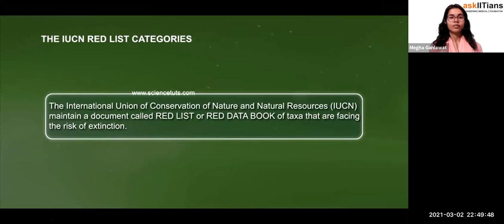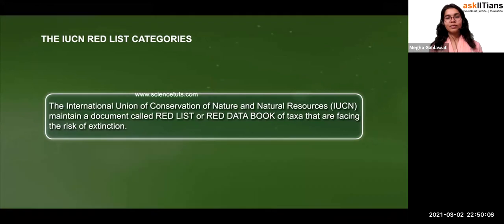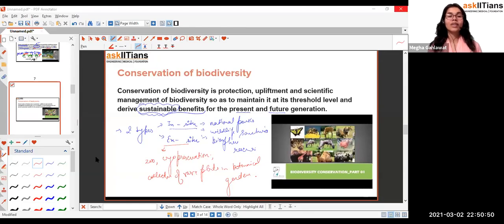See, all these abbreviations, IUCN, the International Union of Conservation of Nature and Natural Resources, which is maintaining the Red Data Book or the Red List, these are very important. So pay attention to this especially, okay? IUCN maintains a document called Red List or Red Data Book of taxa that are facing the risk of extinction. Now, I hope all of that really helped you.